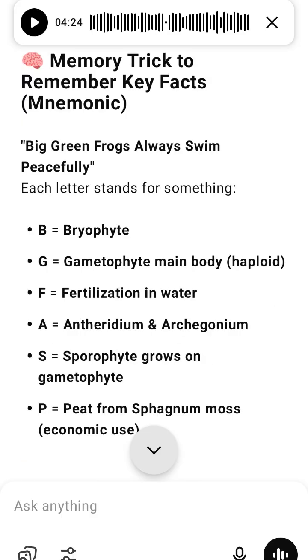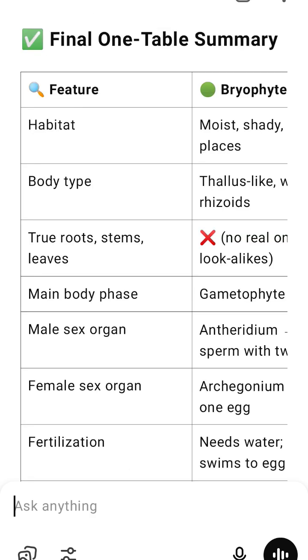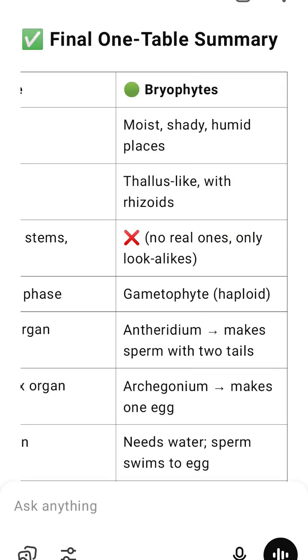Would you like me to break down liverworts versus mosses? Or draw the life cycle visually with labels next? I can also make a quick quiz game, a song rhyme, or a color diagram if you like.